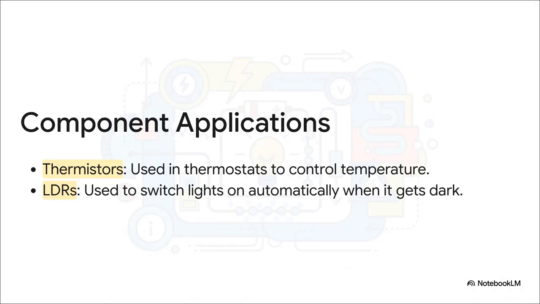And why do we even care about these rule breakers? Well, because they are incredibly useful. A thermistor's changing resistance is exactly what you need for a thermostat that controls a heater. And an LDR's sensitivity to light? Perfect for making streetlights turn on automatically when it gets dark.